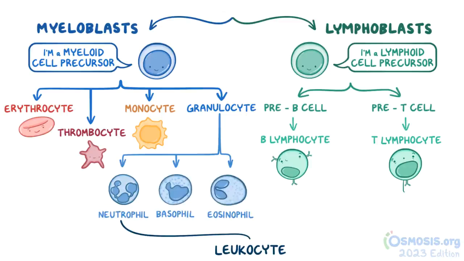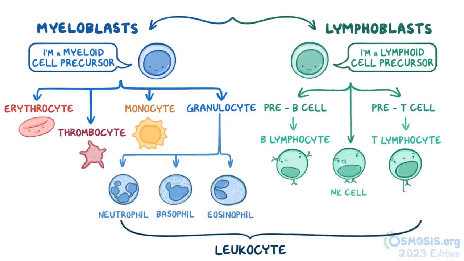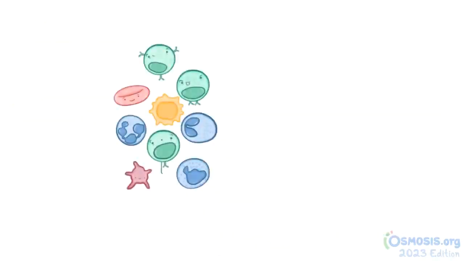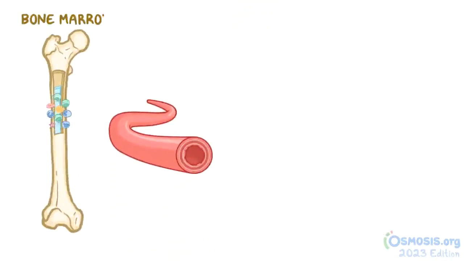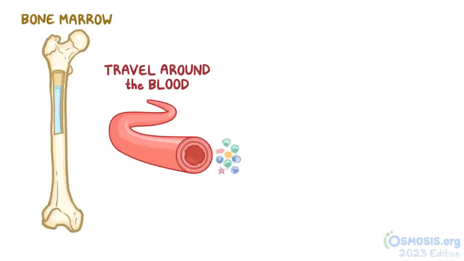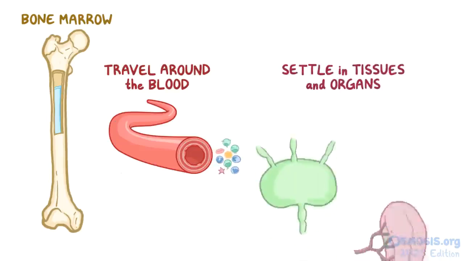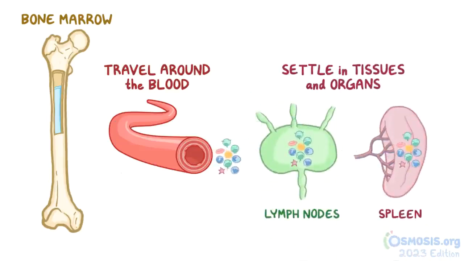If a hematopoietic stem cell develops into a lymphoid cell, on the other hand, it'll mature into some other kind of leukocyte, a T cell, B cell, or natural killer cell, which are referred to as lymphocytes. Once the various blood cells form, they leave the bone marrow and travel around the blood, or settle down in tissues and organs like the lymph nodes or the spleen.